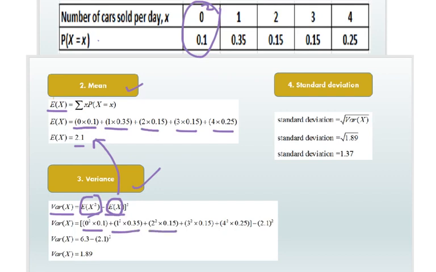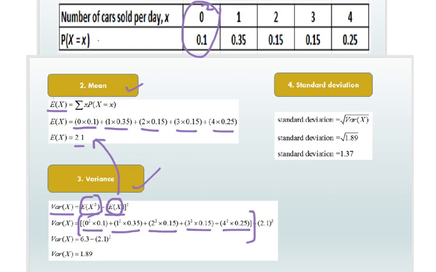2 squared multiplied by 0.15, 3 squared multiplied by 0.15, and 4 squared multiplied by 0.25. So we are squaring the value of x, and that is for this part here. This is for the total of x squared, or the expected value of x squared.